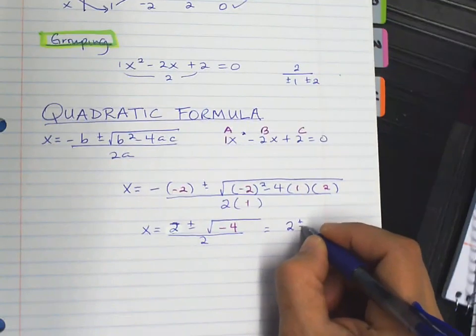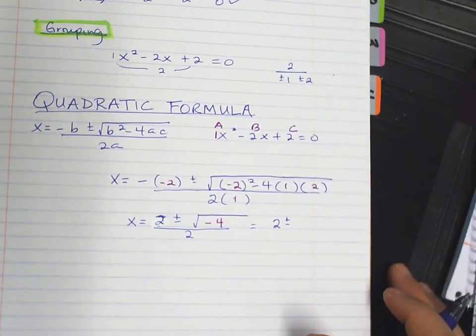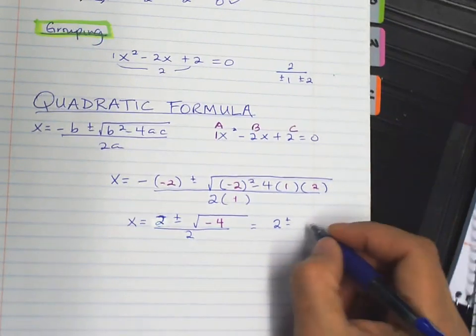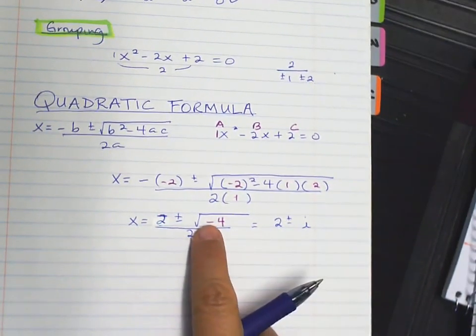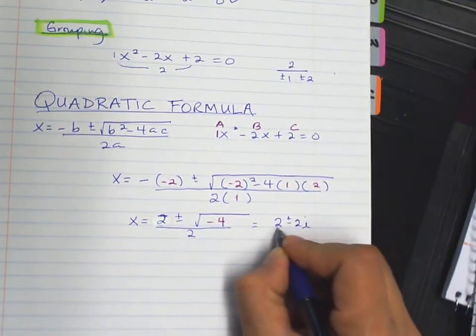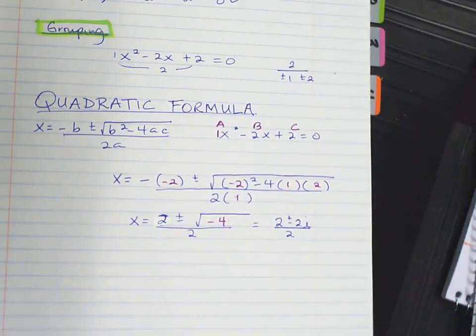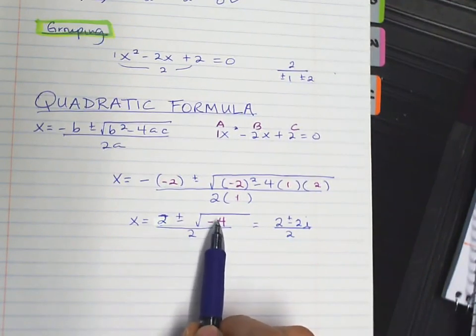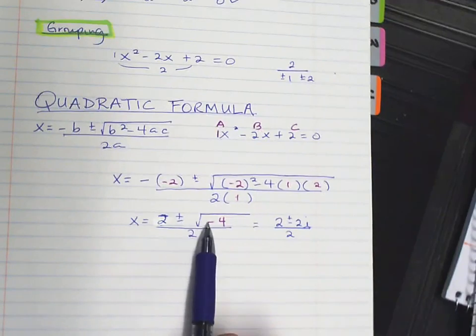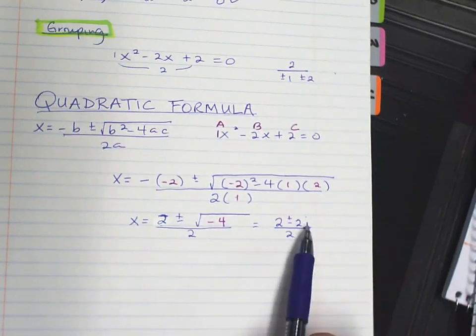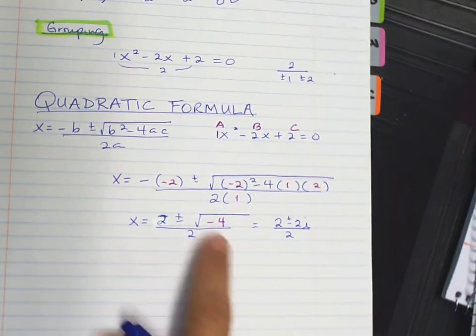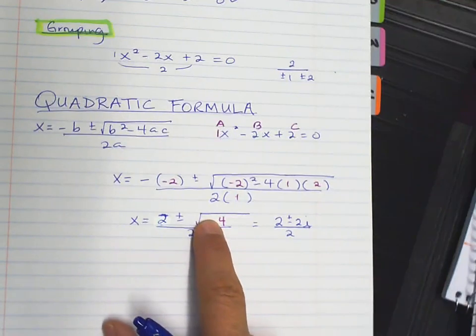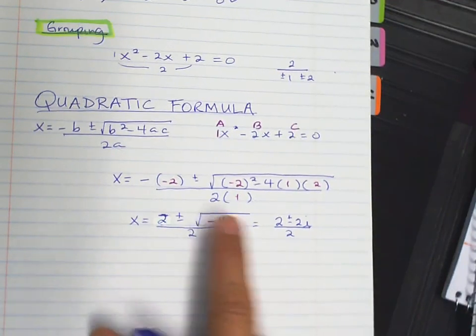So 2 plus or minus. What do I write? I. So that means that negative goes away. And what's the square root of 4? So that 2 comes outside, over 2. Did you get -4 right here? Yes. So for that negative, I'm going to write my I. So that negative goes away, and I'm left with square root of 4. And the square root of 4 is 2.